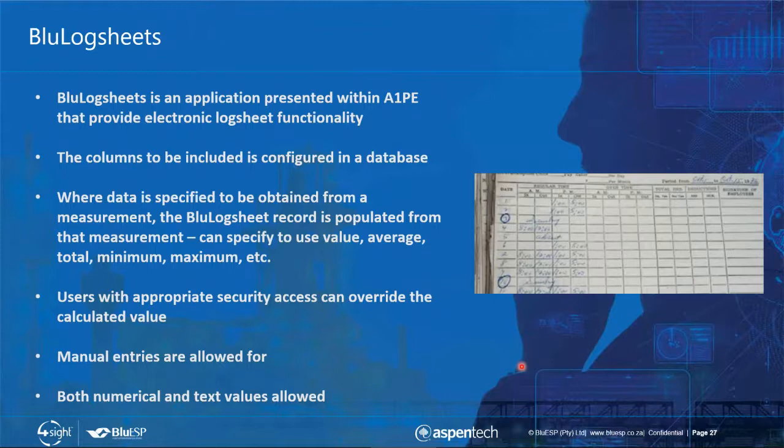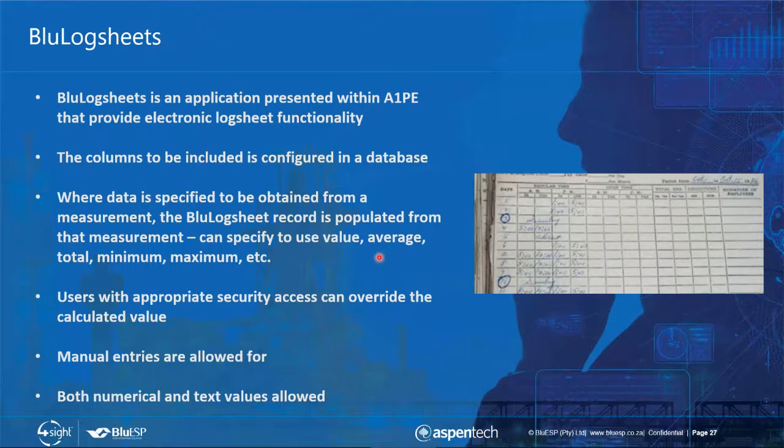So Blue Log Sheets have been developed as an application within A1PE that provides electronic log sheet functionality. The columns that are to be included can be configured in a database. And we'll see examples of the configuration data a little bit later. The data can be specified to come from a measurement, and the Blue Log Sheet record will then automatically be populated from that measurement, and we can specify to use the value or some aggregated value, for example, an average over each period.